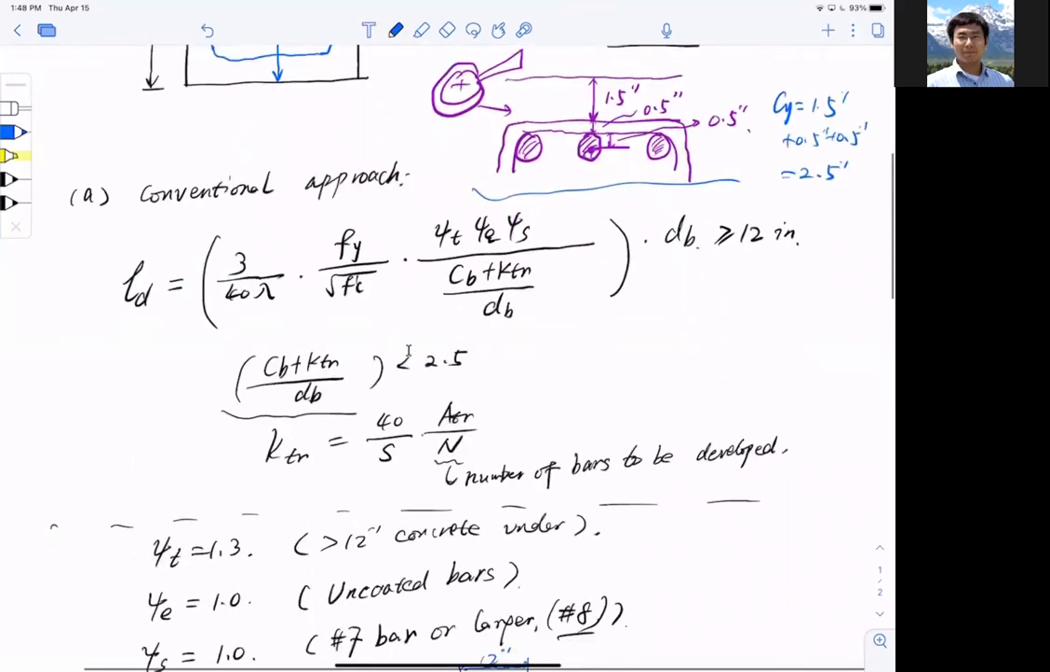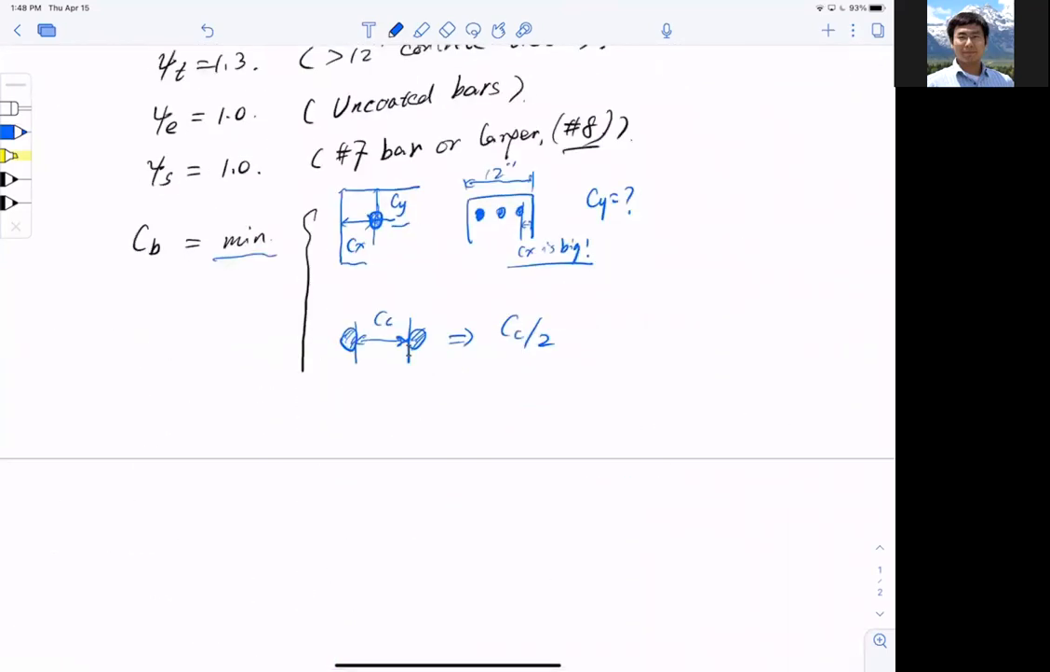2.5, isn't it? So CY is equal to 2.5 inch. All right. What is CC? What is clear cover? I don't know what the clear cover is, right? So CC divided by 2, I don't know. So how to find this?